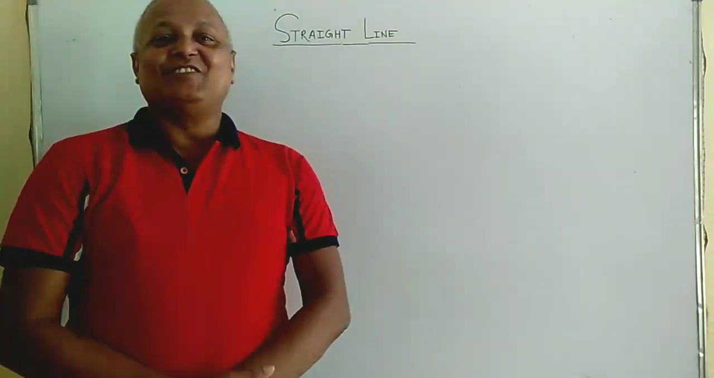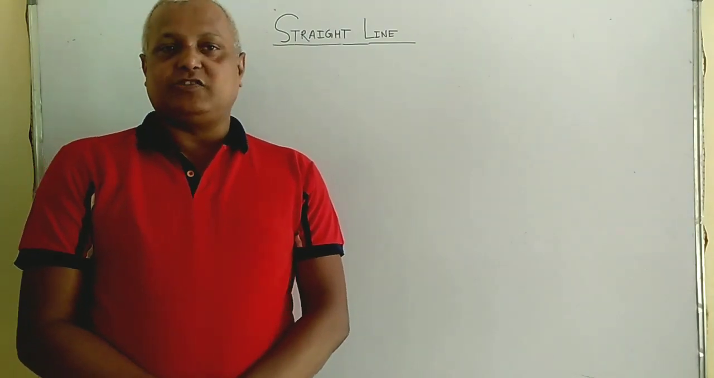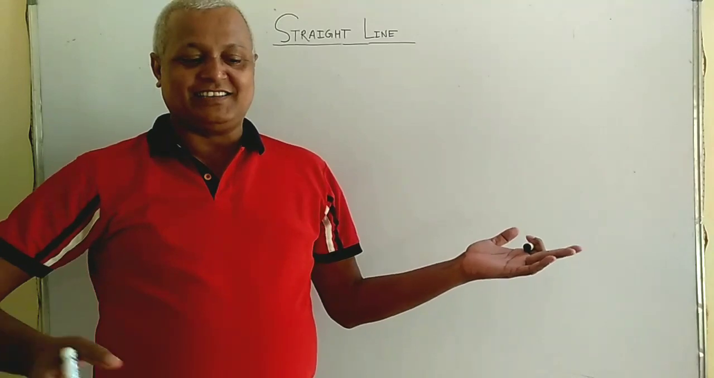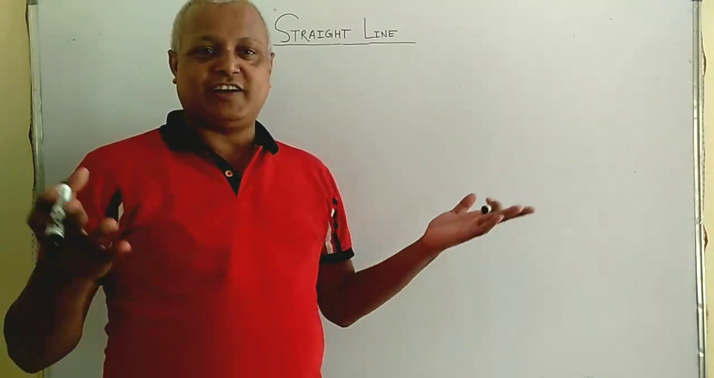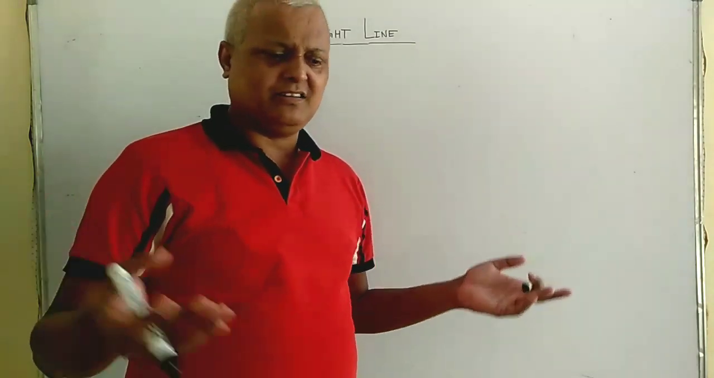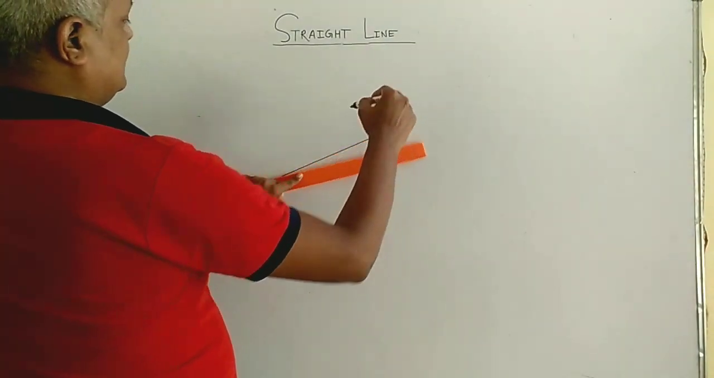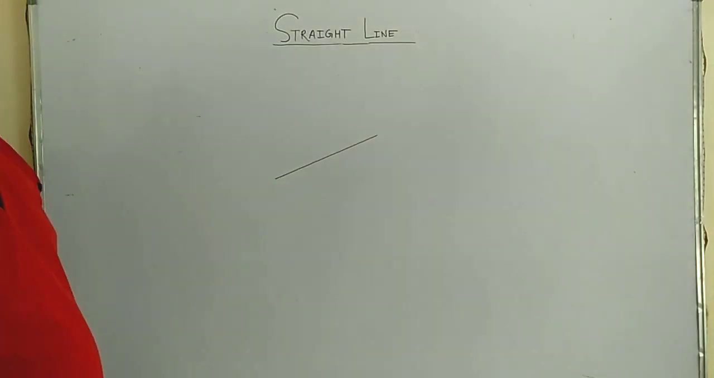And in this video we are going to discuss straight lines. So straight lines, everyone knows this is a line which is just straight. That does not make any sense. A straight line is a straight line. Okay, what does it mean? Straight line. This is a straight line.